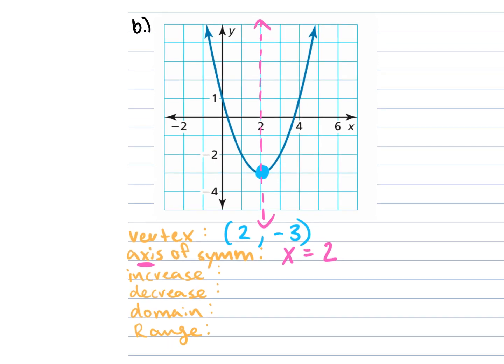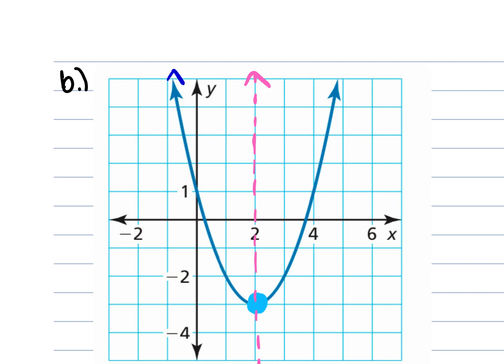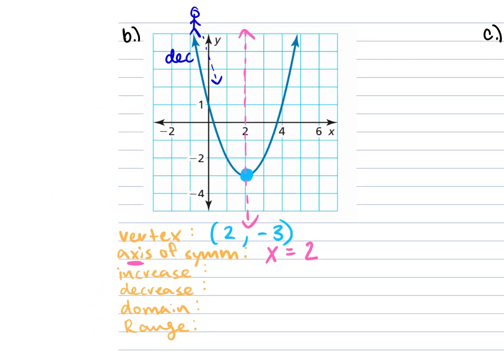Now let's figure out where we're increasing and decreasing. Just like how we read a sentence, we go from left to right. So if I was a person walking along my graph, would I be walking uphill or downhill to start? We'd be walking downhill. So would we be increasing or decreasing? Decreasing. So we'd be decreasing on the left of x is equal to 2, because we're on the left side of our axis of symmetry.